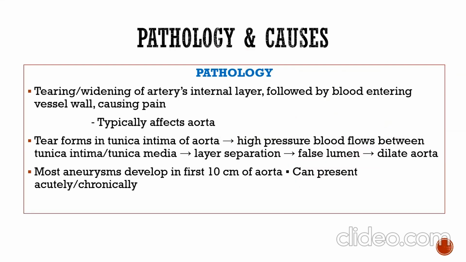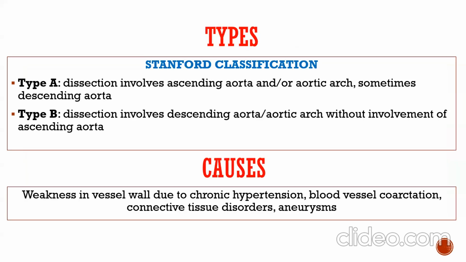Aortic dissection is a tear and widening of the arterial internal layer, followed by blood entering the vessel wall and causing pain. It typically affects the aorta. A tear formed in the tunica intima of the aorta leads to high pressure blood flow between the tunica intima and tunica media and the separation of the layers, which leads to formation of a false lumen and a dilated aorta. Most dissections develop in the first 10 centimeters of the aorta and can present acutely and chronically.